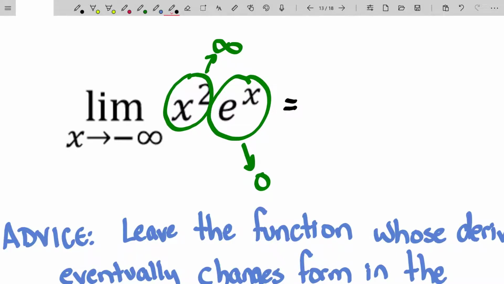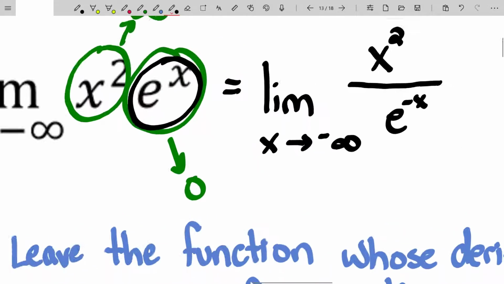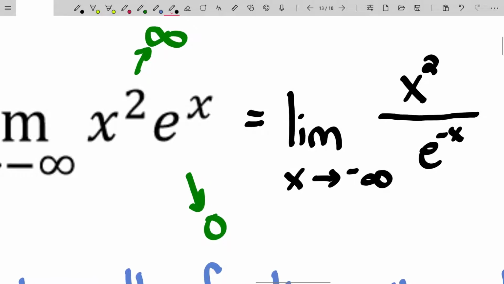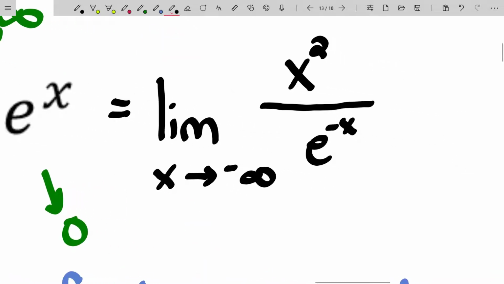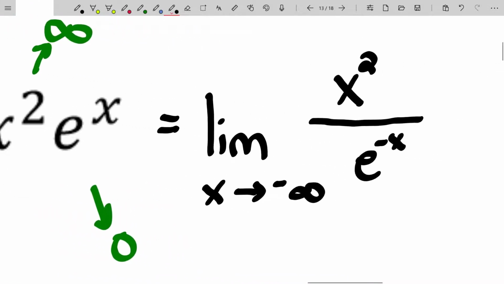Let's write this as equal to the limit as x goes to negative infinity. I will create a fraction where the numerator is x squared, and I will move this e to the x into the denominator. But when you do that, you have to throw a negative in its exponent. That's all you're doing, is basically putting a negative in the exponent for the other function and moving it downstairs. Be sure that these two statements are identical. And they are. If you remove the negative from that exponent in the denominator, that would be e to the x times x squared. So these are the same statements.